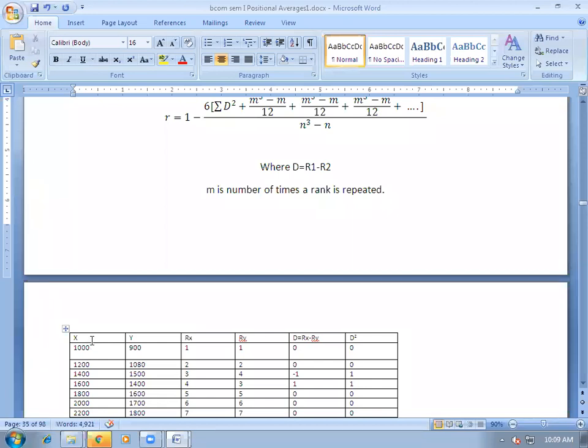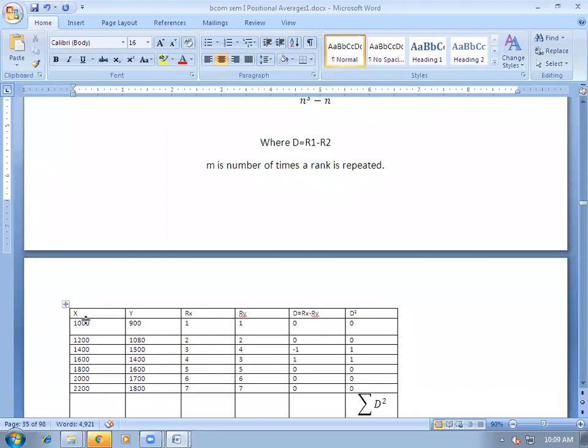Values of x are given: 1000, 1200, 1400. Where ranks are not given, you have to assign ranks. You are given values of x and y. If values of x and y are given, you have to assign ranks first. Ranks can be assigned in ascending order of the values or in descending order of the values.